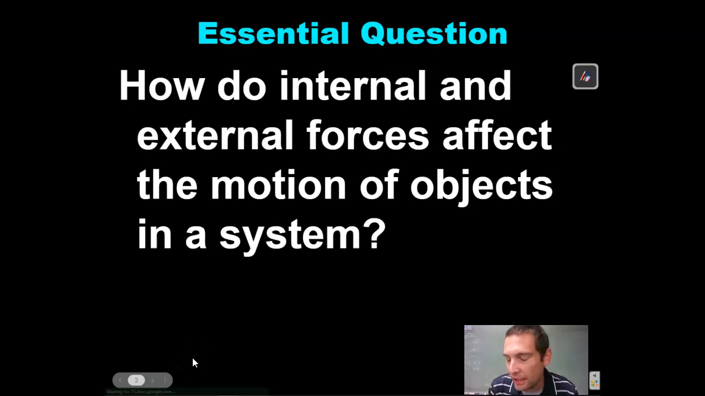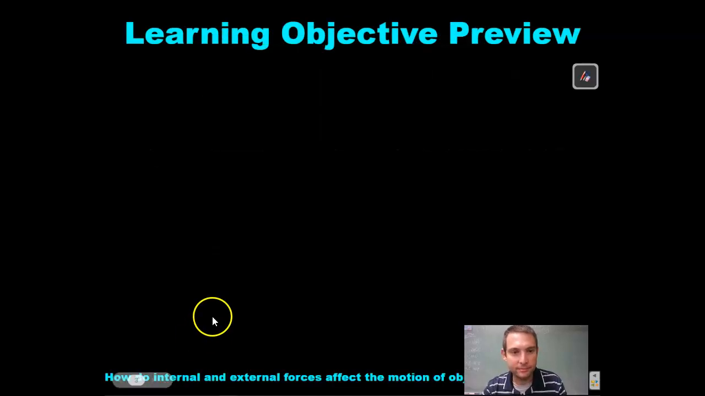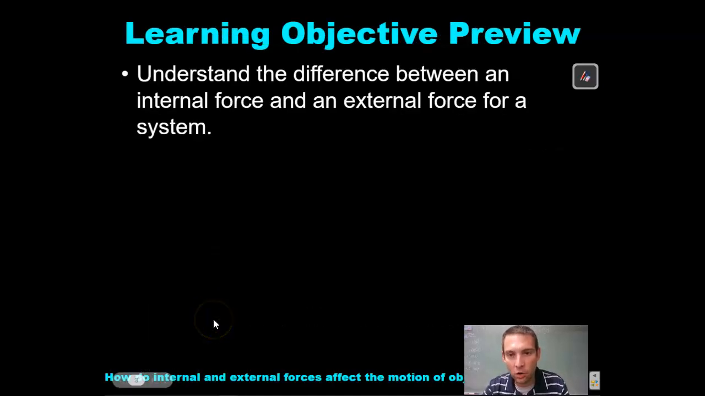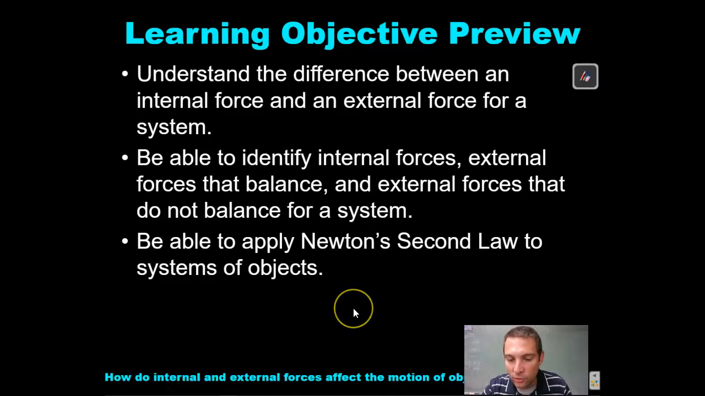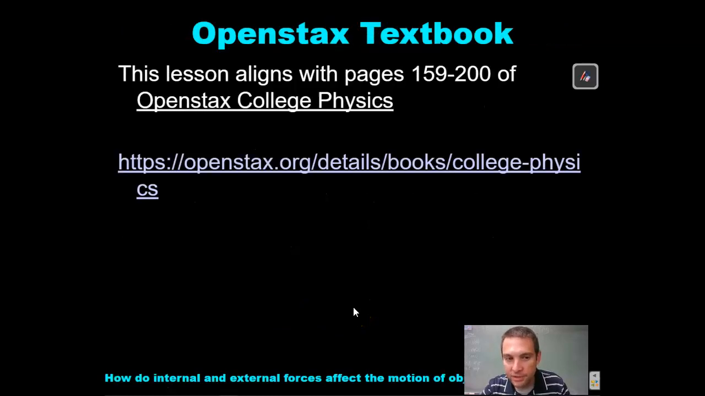Let's look at internal and external forces and how they affect the motion of an object in a system. Here are our learning objectives. Understand the difference between an internal force and an external force for a system. Be able to identify internal forces, external forces that balance, and external forces that do not balance for a system. We need to apply Newton's second law to systems of objects.